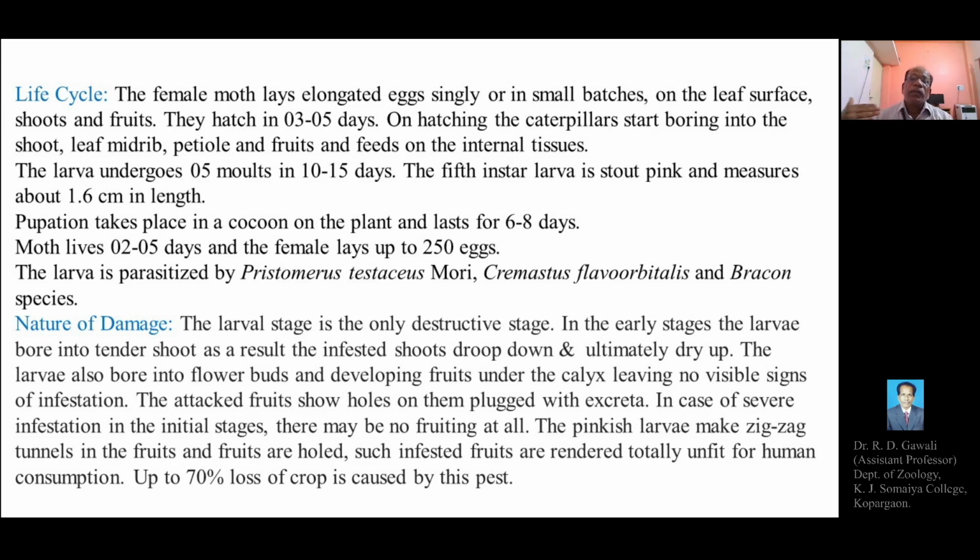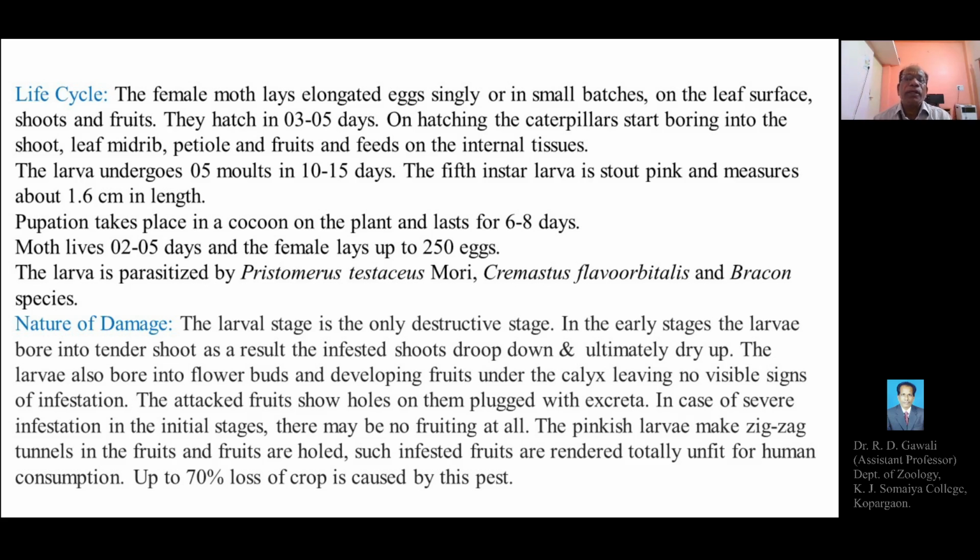So after the complete transformation of the larva into a pink color, or when it attains maximum growth or length up to 1.6 centimeter, it is transformed into the next phase of the life cycle, that is a pupa. So the larva itself secretes or spins a cocoon around its body and then undergoes several transformations and gets transformed into the adult insect form, called pupation, and this takes about 6 to 8 days to emerge out as the adult moth. Moth lives for 2 to 5 days.